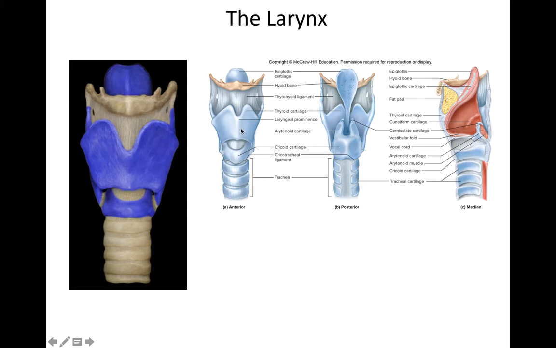Now the thyroid cartilage does come to a point at its anteriormost point called the laryngeal prominence, or what is more commonly known as the Adam's apple. The Adam's apple is absolutely not specific to Adams. There are more prominent laryngeal prominences, generally speaking, in males, which is how it got its name.